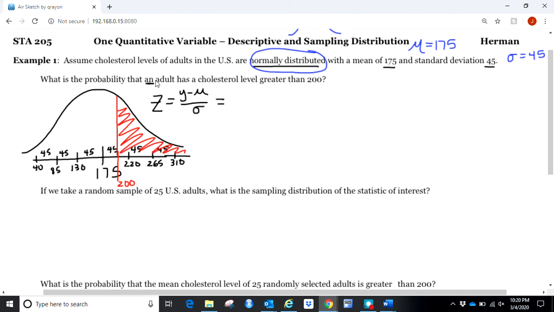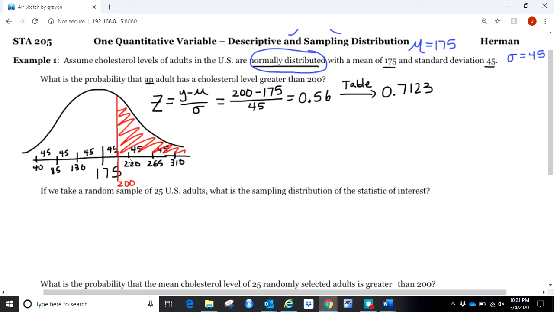So in this problem, the y is just our 200 that showed up there. The mean is 175, and our standard deviation is 45, giving me a z-score of positive 0.56. Again, because we're above the mean by less than 1 standard deviation, so we're between 0 and 1 for our z-score. Next, we're going to take that value and look that up in our z-table. Hopefully you feel good about reading the table at this point. And we would find a value of 0.7123.